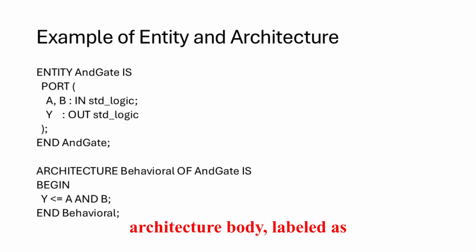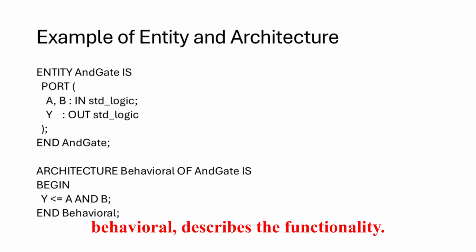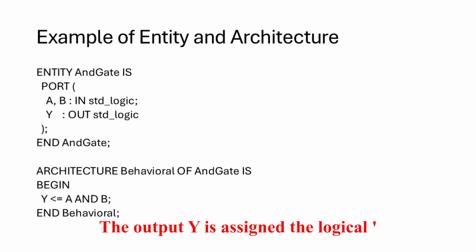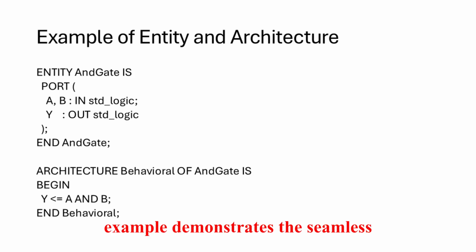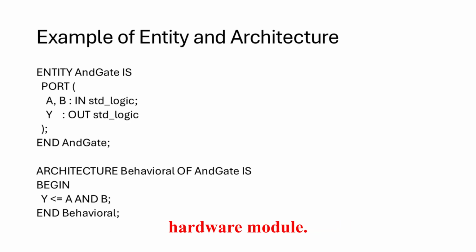The architecture body, labeled as behavioral, describes the functionality. The output Y is assigned the logical and of inputs A and B. This simple example demonstrates the seamless combination of an entity and its architecture to describe both the external and internal aspects of the hardware module.